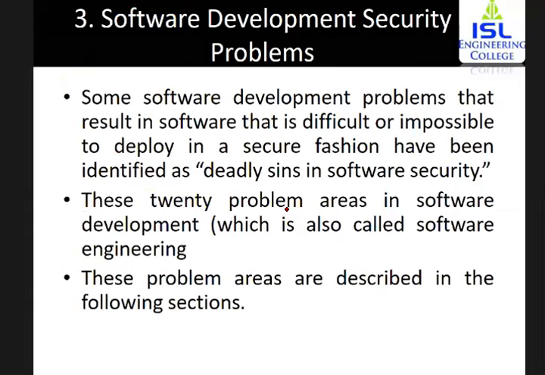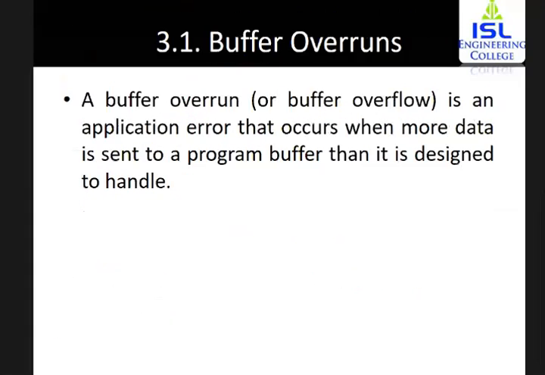The next one are the software development security problems. Within the software development problems, we are going to focus upon some 20 problem areas that are going to arise whenever you're designing the software. Those 20 problems are called the deadly sins in software security. The different problem areas we are going to study. The first one is the buffer overrun.